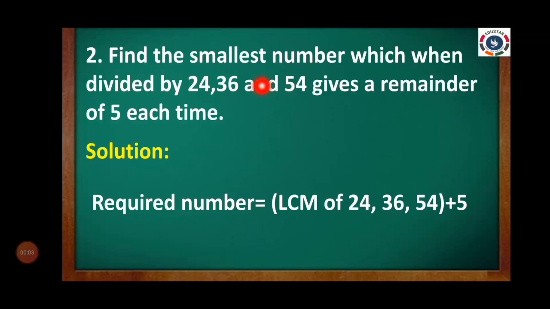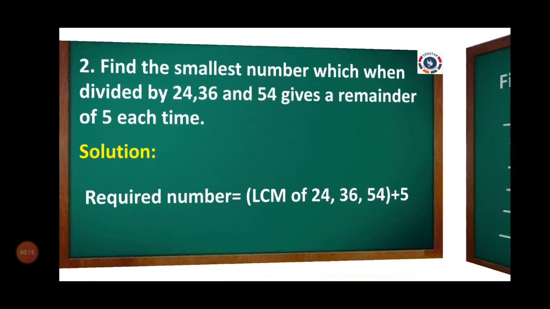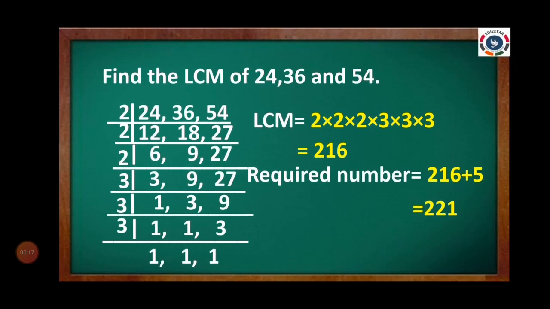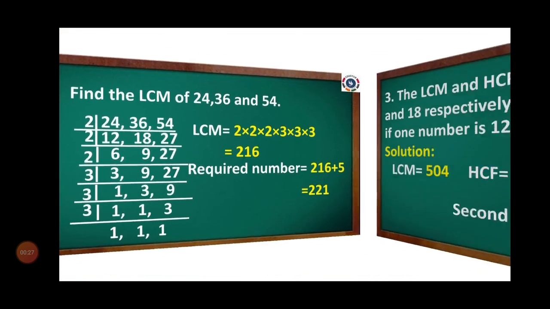Number 2. Find the smallest number which when divided by 24, 36 and 54 gives a remainder of 5 each time. Solution: the required number is equal to LCM of 24, 36, 54 plus 5. So LCM of 24, 36 and 54 equals 216. Then add 5, you get finally 221. The required number is 221.